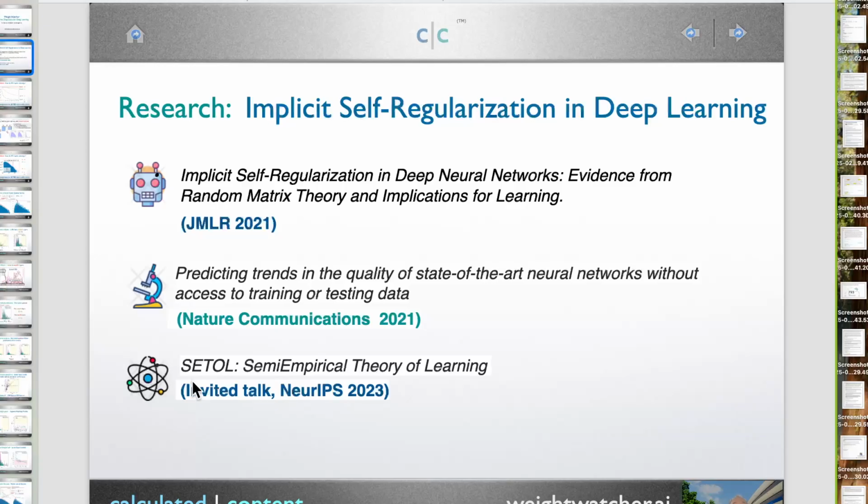The last thing to talk about is SETOL, a semi-empirical theory of learning. This is something I've been working on now. I gave a talk at NeurIPS in 2023. There is now a full paper, which is in draft mode. Given how long things take to publish, it could be 3 years, 5 years before it gets published. But I'm happy to share the draft. It's available online on the website, and I'm happy to share it with anyone and discuss it.